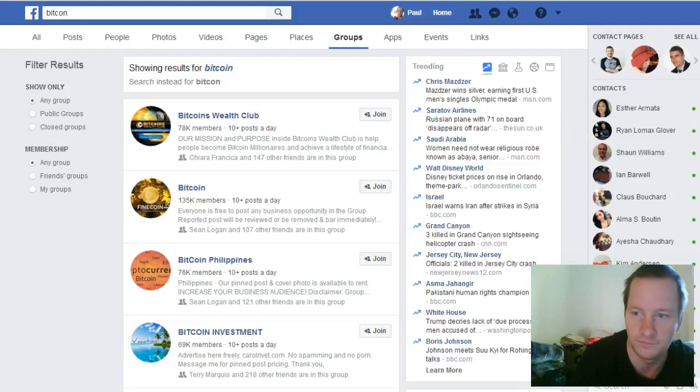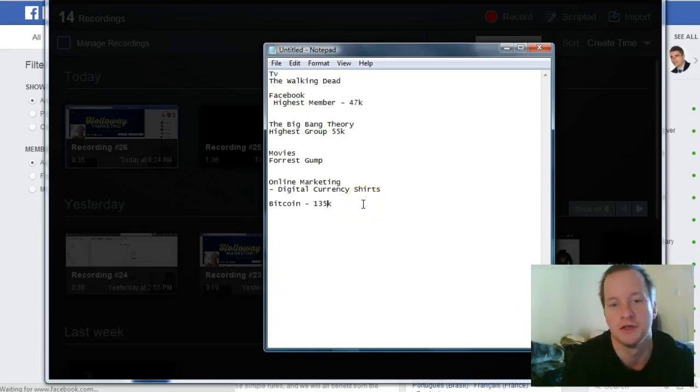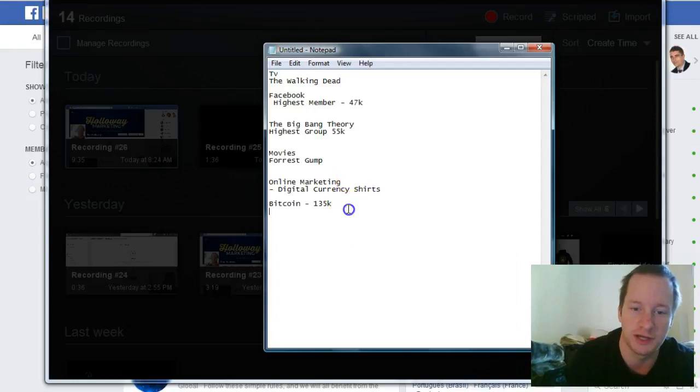Look at some others. We got 108K, we got 90K. So Bitcoin is a pretty popular topic. So we could see that Bitcoin so far has the most members in the groups. We got the TV, which was 47K, and we got 57K for The Big Bang Theory. So ranking in the top place right now is Bitcoin.